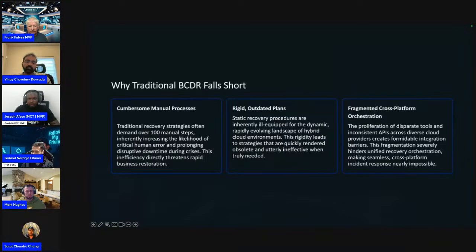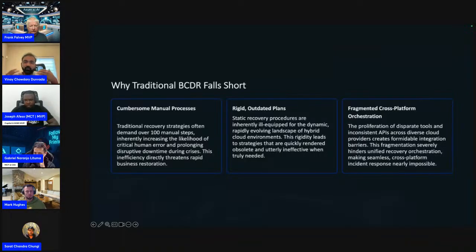The second one is static documentation. Static documentation becomes obsolete the moment you deploy new infrastructure. I have seen recovery plans that reference servers that were decommissioned months ago. The document is outdated. Third, fragile cross-platform orchestration. When you involve different systems or different clouds, it means different APIs, different automations, different authentication. You need different monitoring tools. Trying to orchestrate recovery across hybrid clouds manually is nearly impossible.